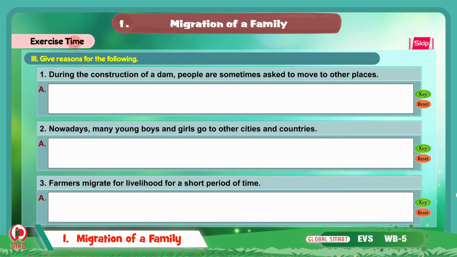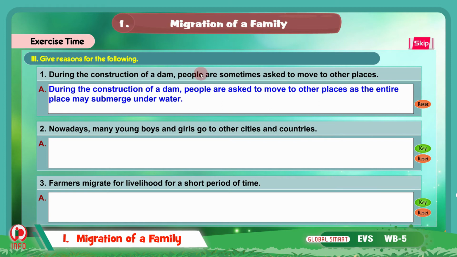Next, in the exercise time, the third bit is give reasons for the following. Here we have three statements and we have to give the reason for each statement. During the construction of a dam, people are sometimes asked to move to other places. So, what is the reason for this? For a construction of a dam, people near it are asked to move to other places.